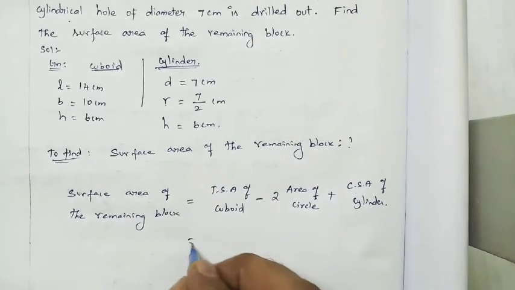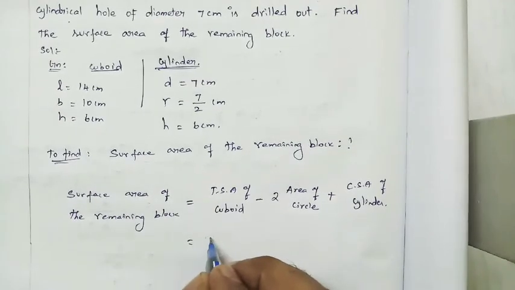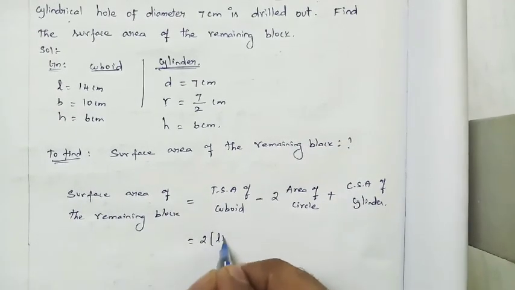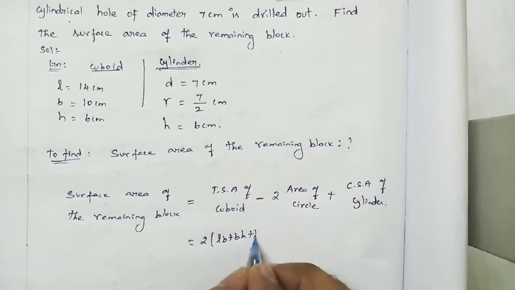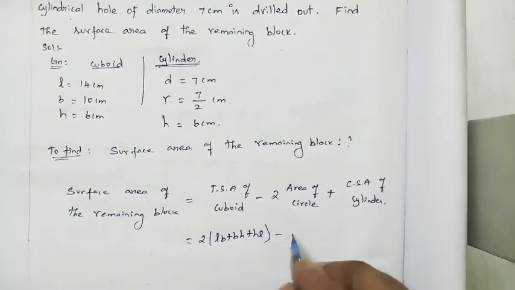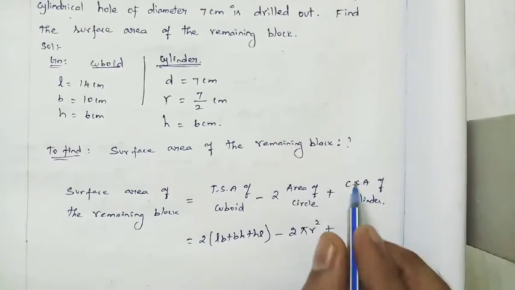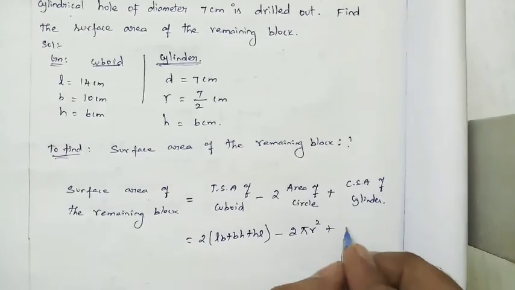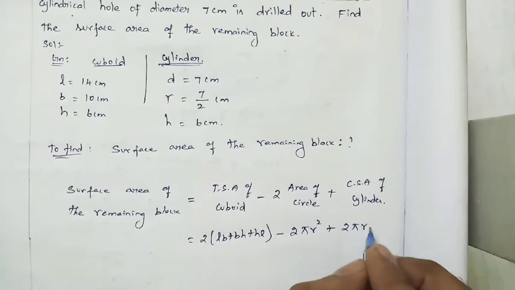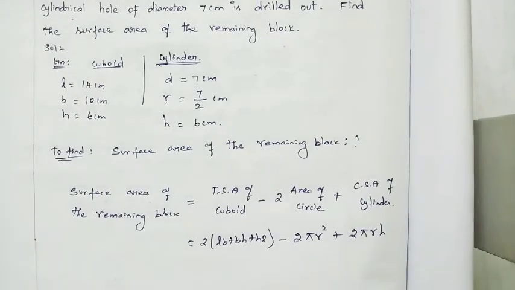So what is the formula? TSA of cuboid is 2 into (LB plus BH plus HL), minus 2 times the area of a circle, 2 pi r squared, plus the CSA of the cylinder. What is the formula of CSA of a cylinder? 2 pi r h.